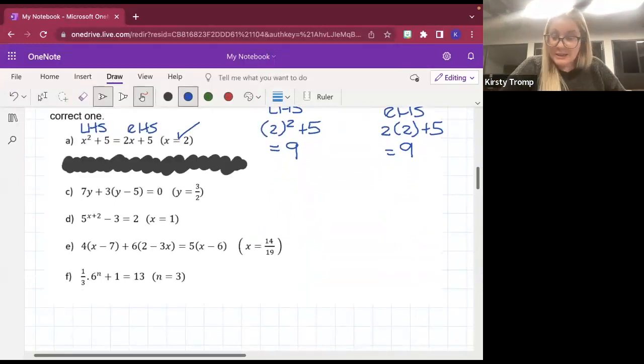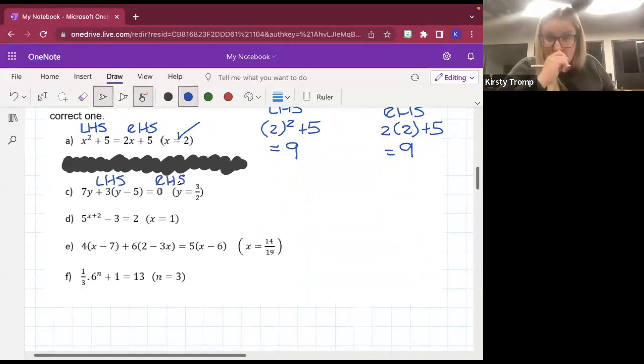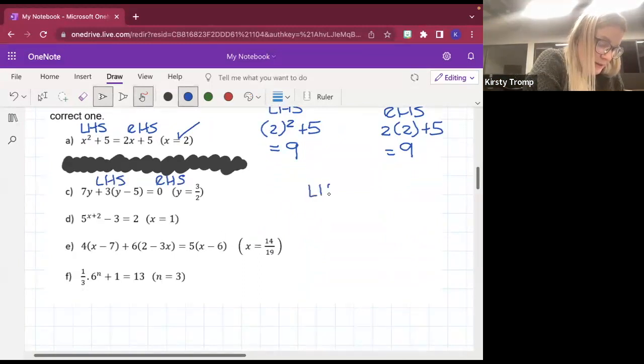Right. In the next one, again, I'm going to have a left-hand side and a right-hand side. So setting up my equation nicely, on my left-hand side, I've got 7. Wherever I see y now, I'm going to see 3 over 2, plus 3, open brackets, 3 over 2 minus 5.